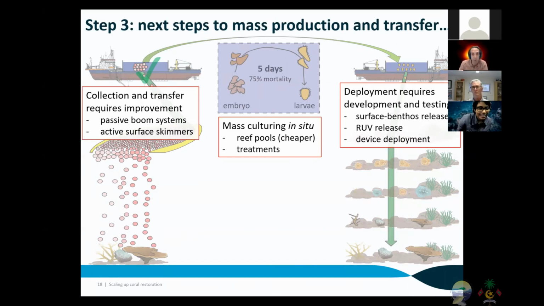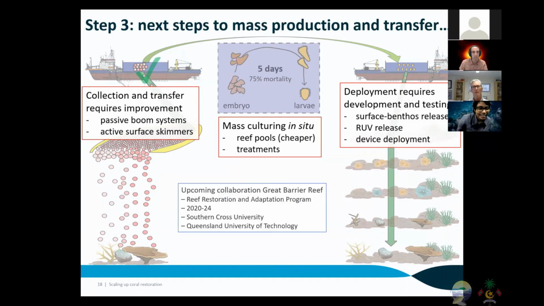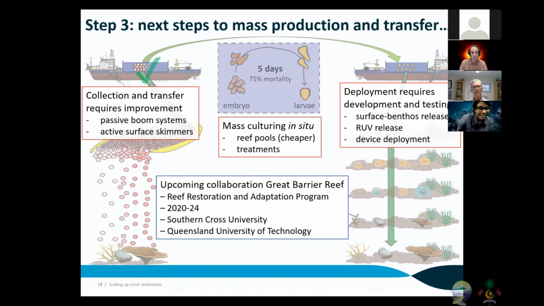And then the deployment requires quite a fair amount of development and testing. There are three major things we're going to be looking at: surface to benthos releases, robotically assisted releases, and indirect releases, so using devices as well that will go onto the reef. A lot of that work on the Great Barrier Reef is going to happen over the next 4 years as part of the Reef Restoration and Adaptation program. Our two major partners for the work along the Great Barrier Reef are Southern Cross University and Queensland University of Technology.